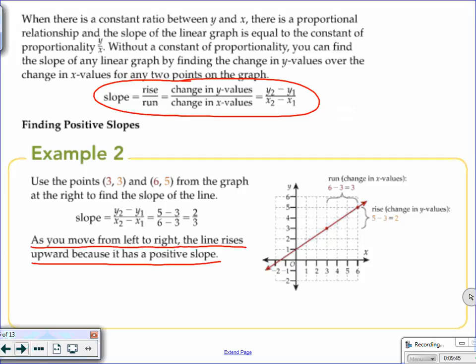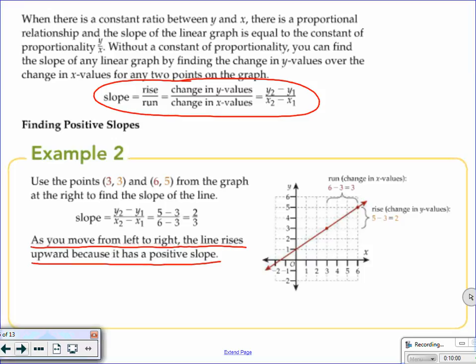On this example, just wanted to point out the formula for slope. Remember, slope is rise over run. That's the change in y over the change in x. And we now have this formula y2 minus y1 over x2 minus x1.